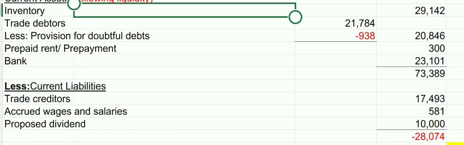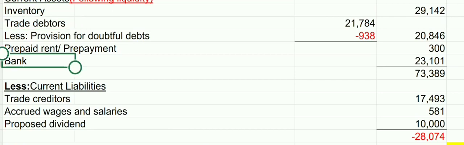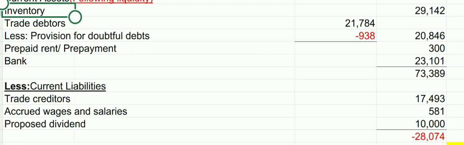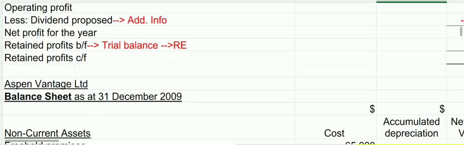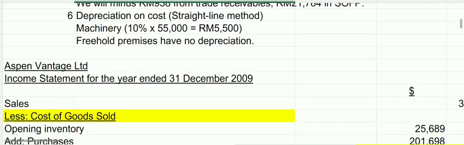For your exam, we don't penalize you if you don't follow this, but if you can, you try to follow. You put inventory at the top, and then the last one is bank. Inventory, you take closing inventory. You take from additional information number 1, 29142.